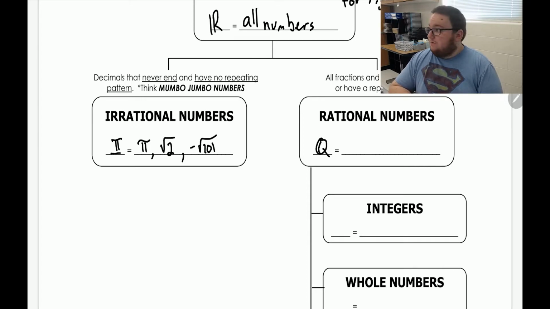Some examples of rational numbers would be 2/3, like I just mentioned. We could also have 1/3.